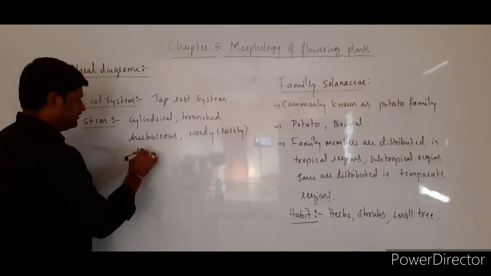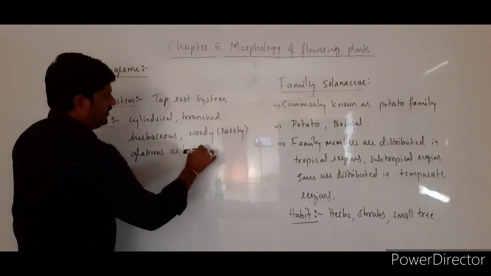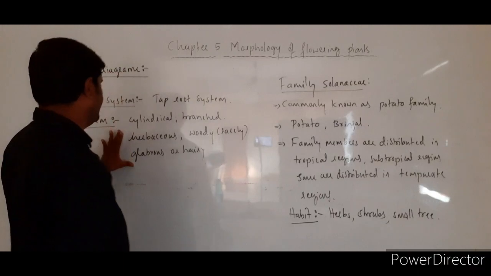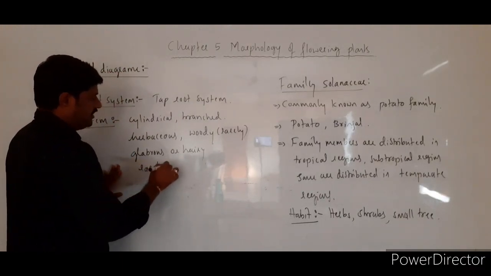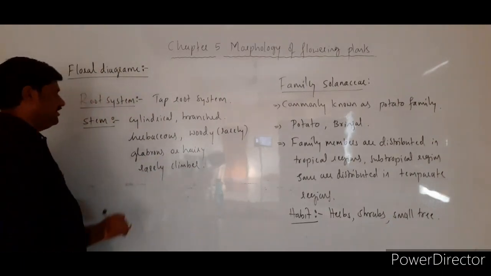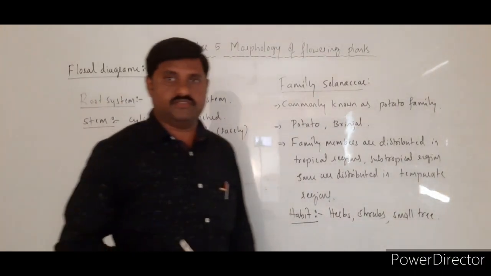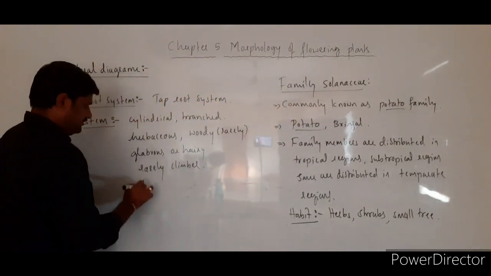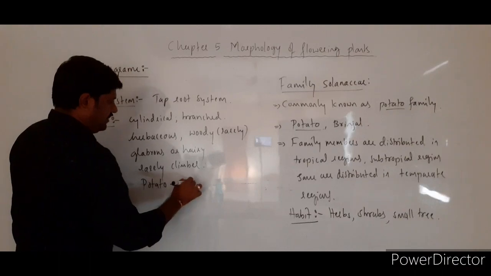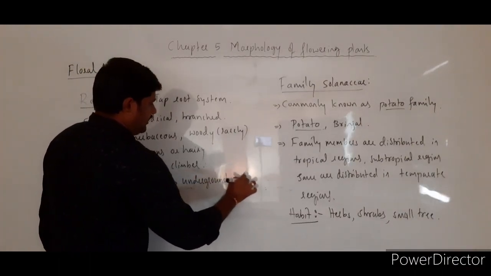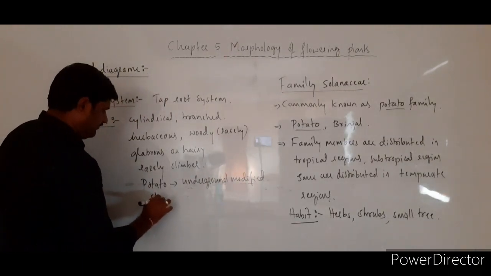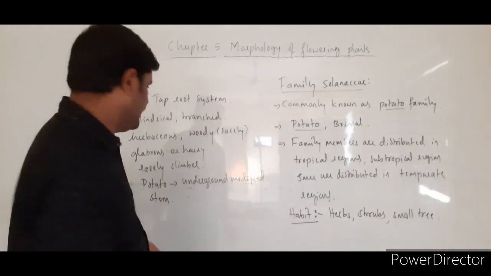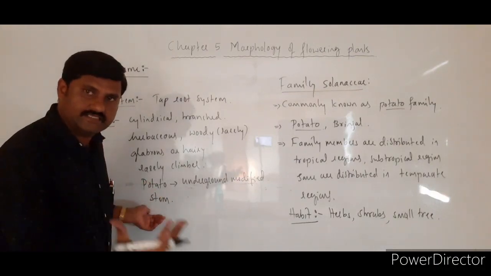Sometimes the stem is glabrous or hairy. Rarely it is a climber. And this same stem in the case of Solanum tuberosum, that is potato, is an underground modified stem. This is a very important point we noted here. It is an underground modified stem, so it becomes potato. The potato itself is a stem. It's not a root. It is an underground one.